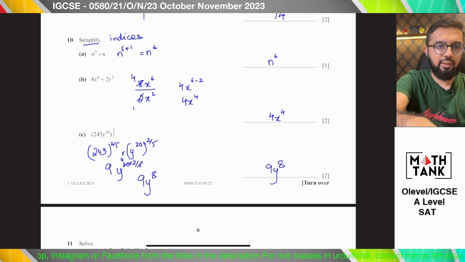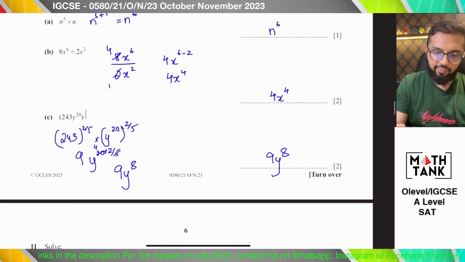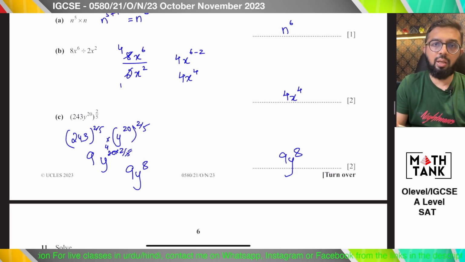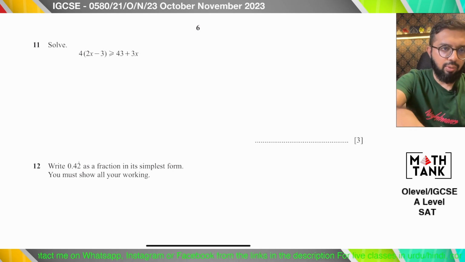Okay, let's check if that is the correct answer. Yes, that is the correct answer. There was one mark for getting 9 correct and another mark for getting y power 8 correct. The next question is an inequality. Let's start solving that inequality.